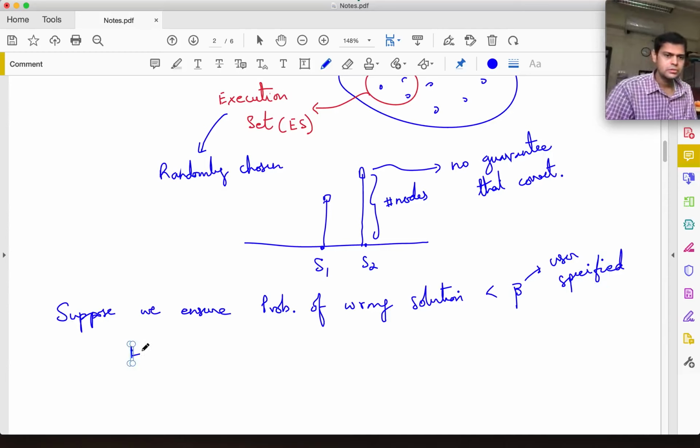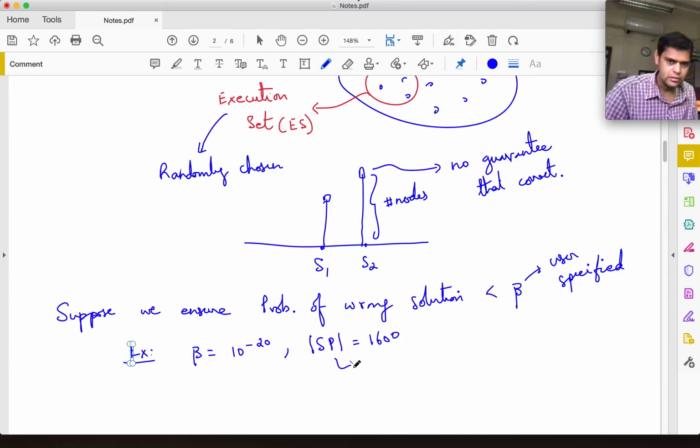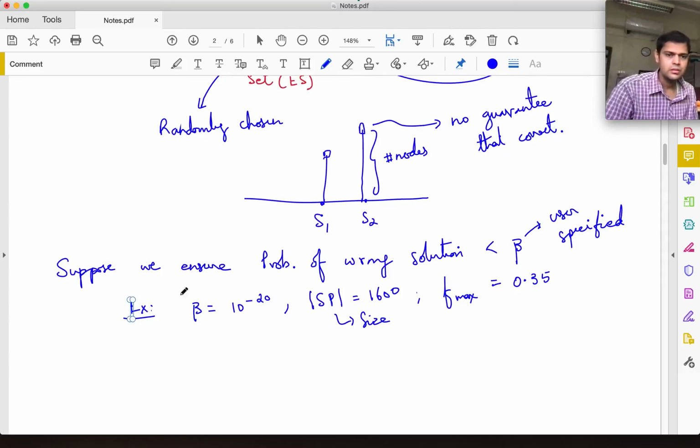So for example, suppose beta is 10 to the power of minus 20. Okay, so this is a very small number. So with a very small probability, maybe we get the wrong result if we choose the solution which has the most number of votes. Okay? The number of nodes saying that S2 is the solution. Right? So suppose this is the case, we specify beta to be really small, and let's say that the size of the stake pool is 1600, and suppose we say that F max we are assuming to be 0.35, so not more than 35% are Byzantine. Okay. So what should the size of ES be?